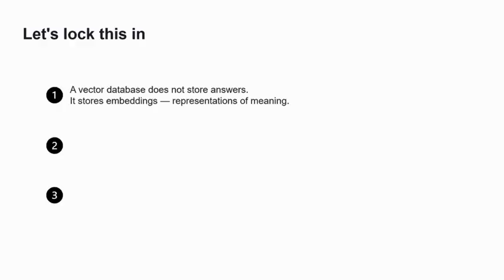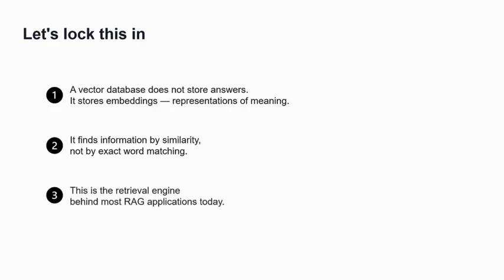Now, this doesn't mean that traditional databases are useless. Applications use both. A normal database is used to store users and transactions, while a vector database helps AI find knowledge based on the meaning. So remember, vector databases do not store answers. It stores representation of information called embeddings. So when someone asks a question, the answer is found based on the meaning. And that is how RAG applications work today.